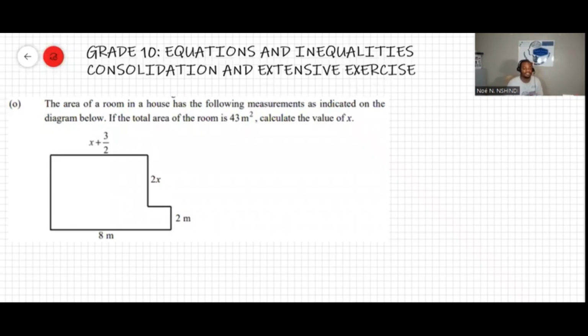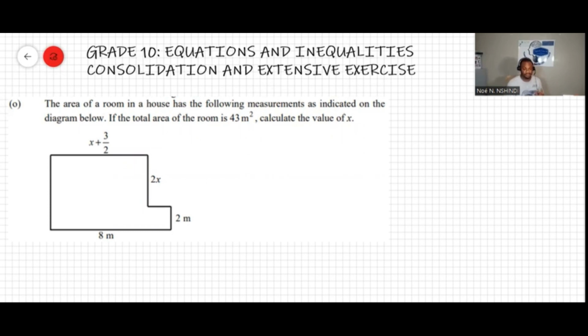Well, we have a question here, question O. The question says that the area of a room in a house has the following measurements as indicated on the diagram below. If the total area of the room is 43 meters squared, calculate the value of x.